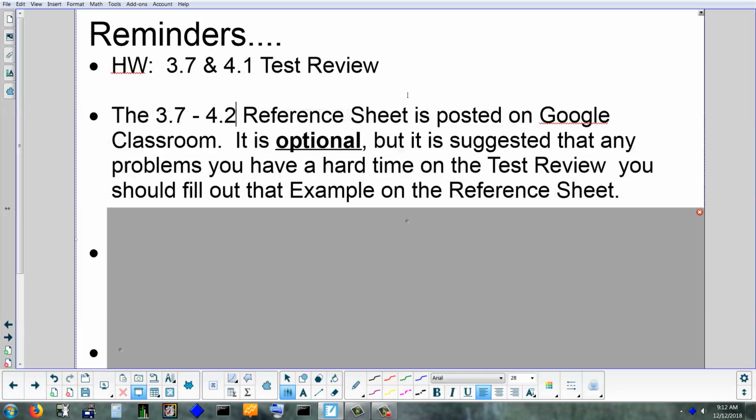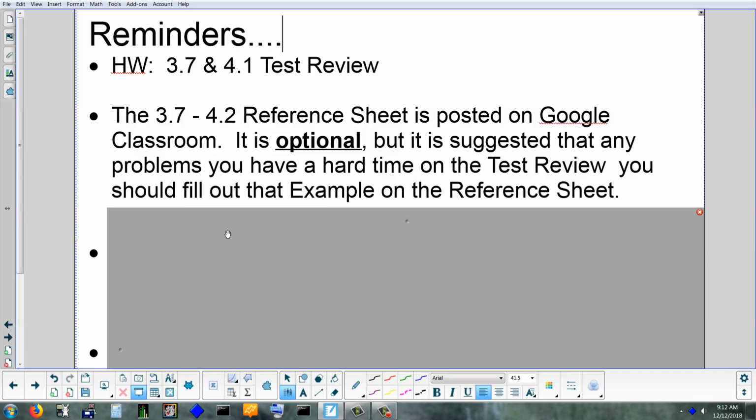You cannot use this. All right? If you use the reference sheet, it's up to you. If you want to fill out a couple examples on it, that's fine. If you want to fill out the chart for doing transformations, that's fine. What reference sheet is it? Sections 3.7 to 4.2? The test review 3.7 and 4.1? Yes. There's no 4.2 stuff.